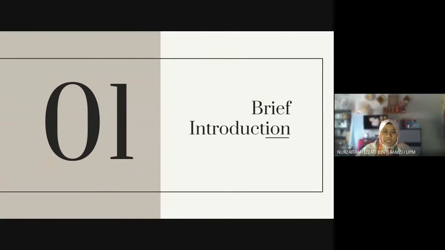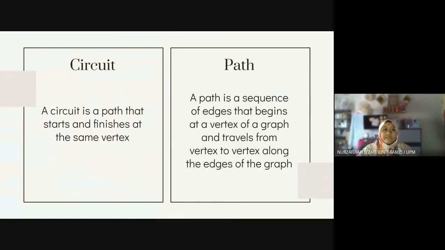In this topic, it is very important for us to know the definitions of circuit and path. So, what is a circuit and what is a path? A circuit is a path that starts and finishes at the same vertex. What about the path? A path is a sequence of edges that begins at a vertex of a graph and travels from vertex to vertex along the edges of the graph.